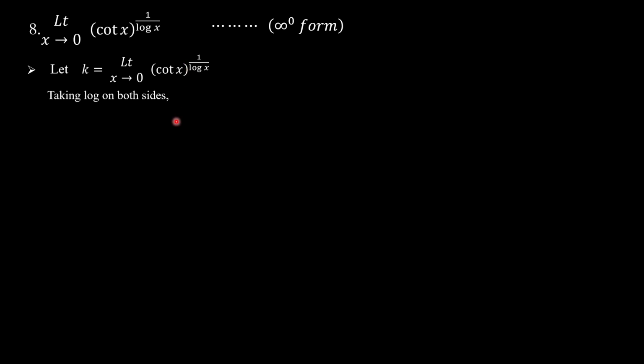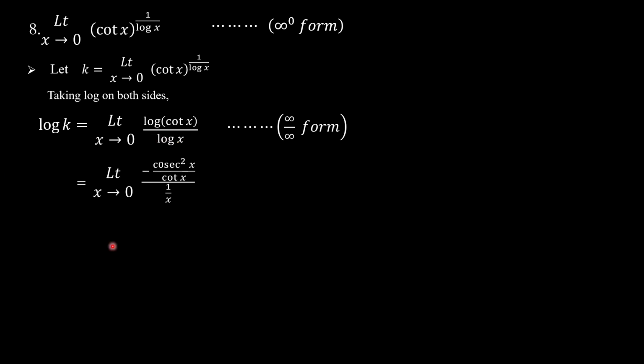Now take log on both the sides, that is log k is equal to limit x tending to 0 of log of cot x by log x, which is of the form infinity by infinity. So apply L'Hospital rule. Derivative of log of cot x is 1 by cot x into minus cosecant square x, and derivative of log x is 1 by x. Therefore log k is equal to limit x tending to 0 of minus cosecant square x by cot x divided by 1 by x.